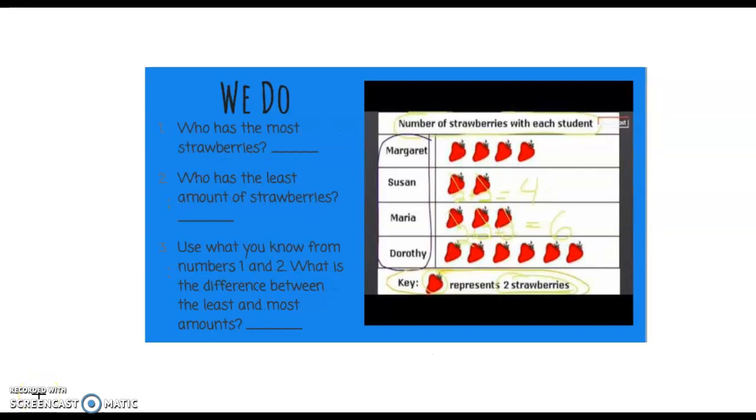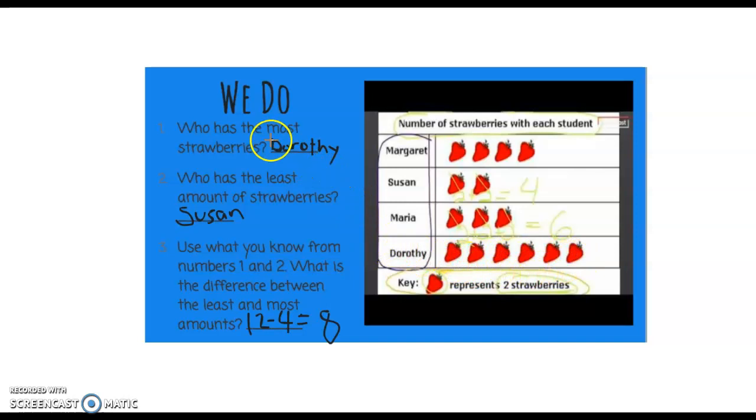Okay, here we have our we do. It's the same graph that we used for the I do, so you should be very familiar with that. We have 3 new questions. Go ahead and pause the video, solve the questions, and then come back so that we can compare our answers. Let's compare our answers for the we do. Who has the most strawberries? We can see right away by looking at this picture graph that Dorothy has the most strawberries.